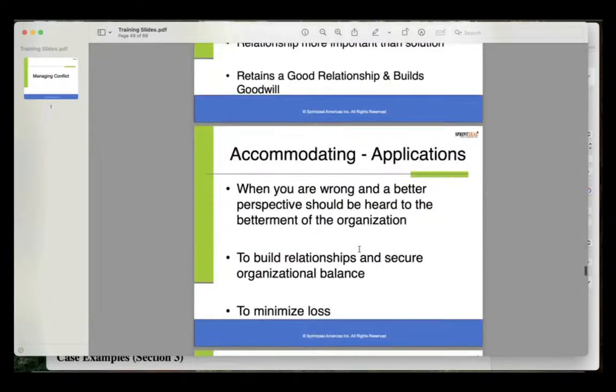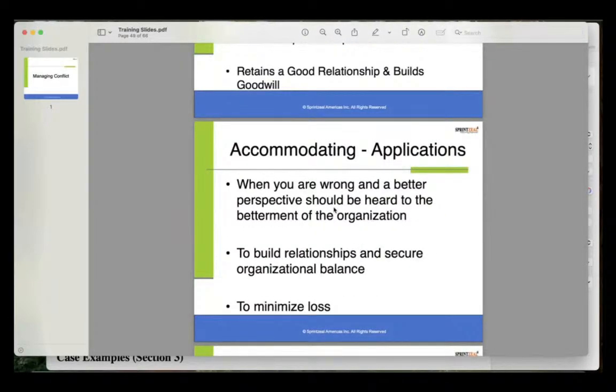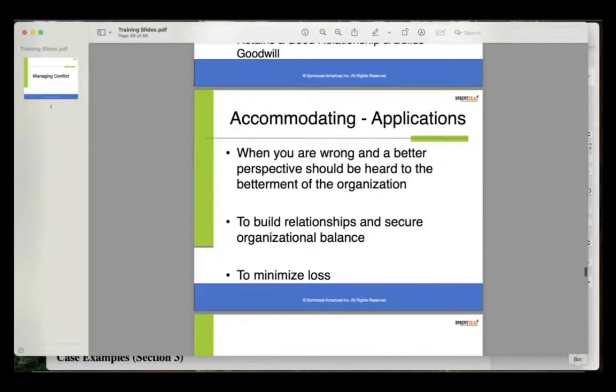And when do we apply this? When you are wrong and a better perspective should be heard for the betterment of the organization. So these are some situations when we apply this. Also to build relationships and secure organizational balance. Also when we have to minimize the loss. That is when we basically apply this.